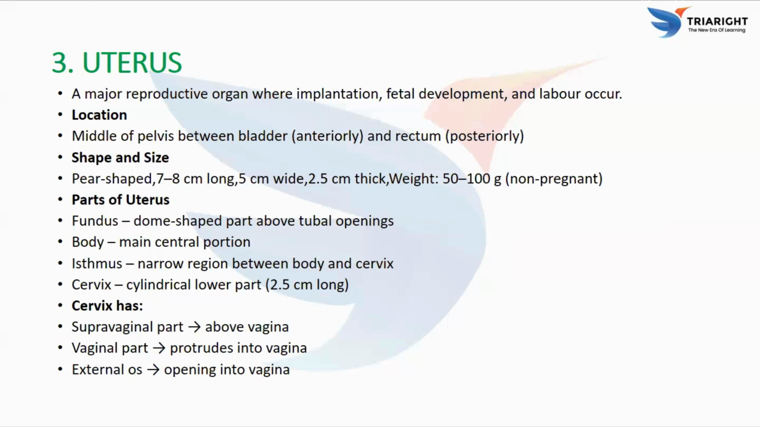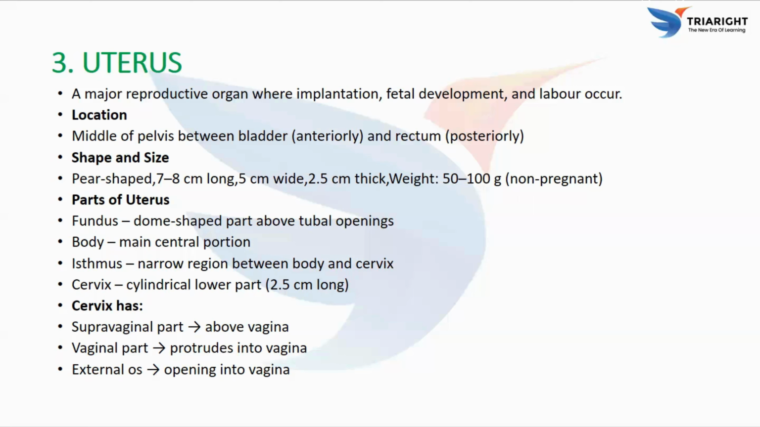So just think of the uterus sitting sandwiched between the bladder and the rectum. And what is the shape and size of the uterus? It is a pear-shaped organ which is broad at the top and narrow at the bottom. The length is 7 to 8 centimeter long. Width is 5 centimeter, and thickness is about 2.5 centimeter thick.